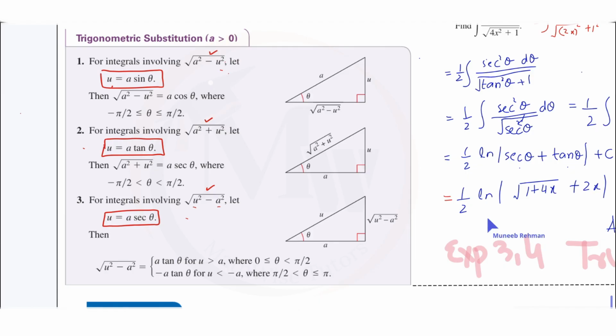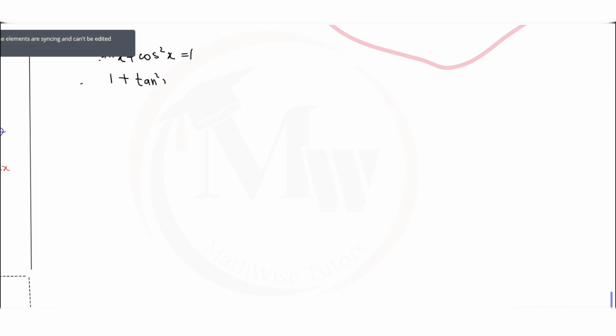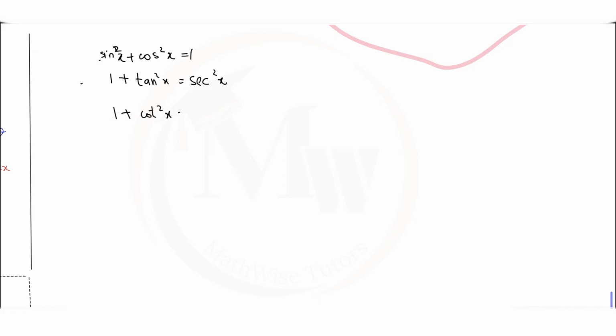What are the three trigonometric identities that we will use to simplify? Sine square x plus cos square x equals 1. So if you have sine square or cos square, we can find the value using this one. The second one is 1 plus tan square x equals secant square x. And the third one is 1 plus cot square x equals cosecant square x.